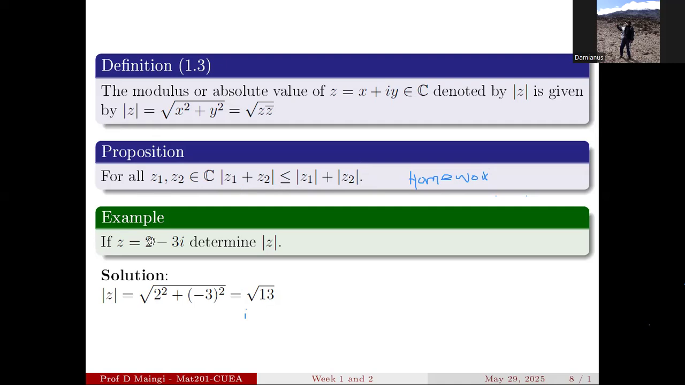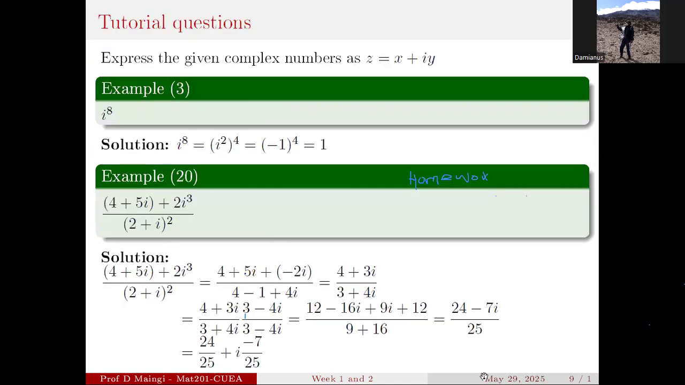Then you have, given a complex number Z is 2 minus 3i, find its modulus. So the modulus, we said, is the sum of the real part squared and the imaginary part squared, then you find the square root. The real part squared is 2 squared, the imaginary part squared is minus 3 squared. So that's 4 plus 9, which is 13, then you find the square root. Good? Very good.